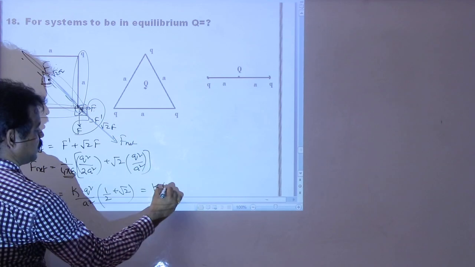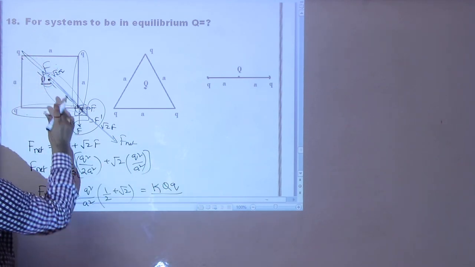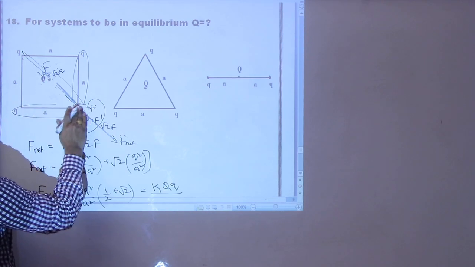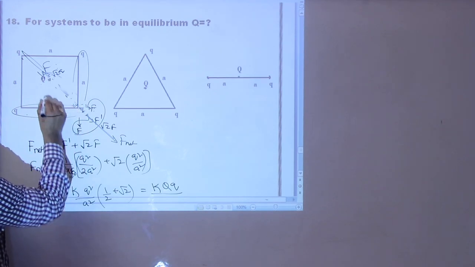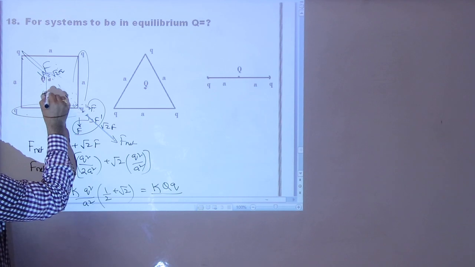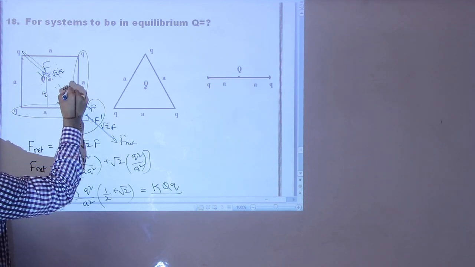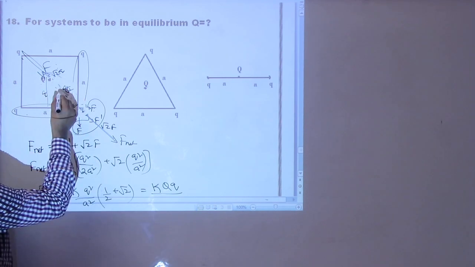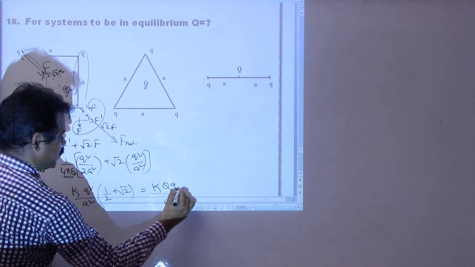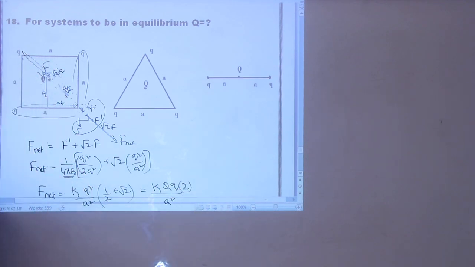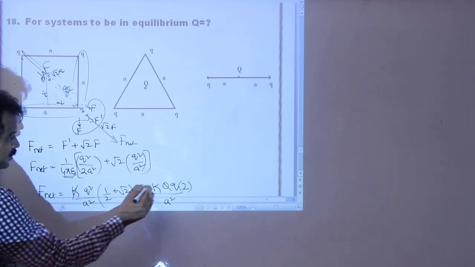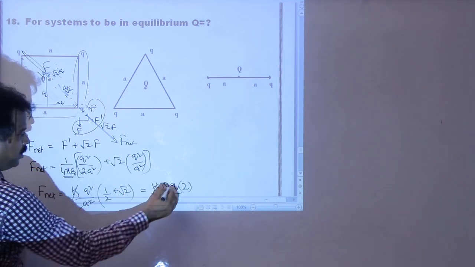So that is given by K, charges capital Q and small q, divided by this distance here. This is A by 2, A by 2, A by 2, A by 2. This is A by root 2. So this will be (A by root 2) whole square, or A square by 2. Now these two must be equal and opposite for the system to be in equilibrium.